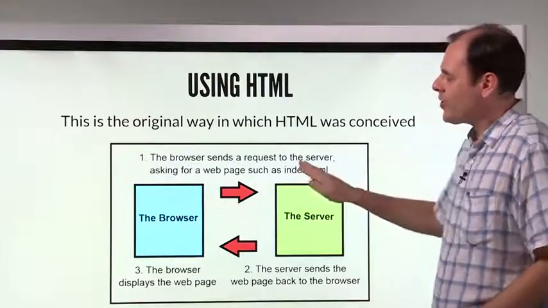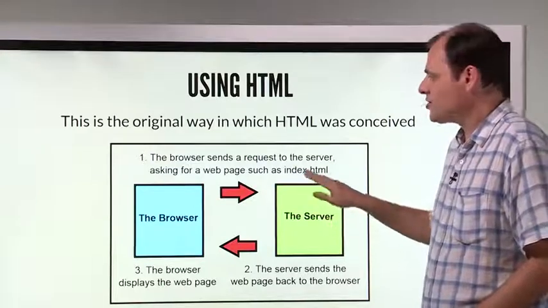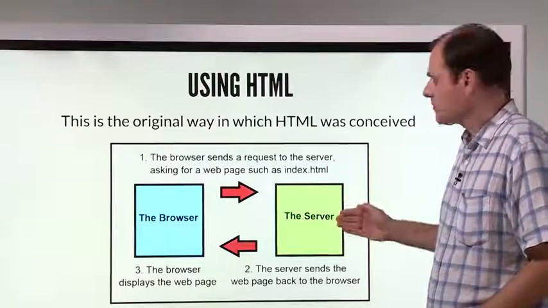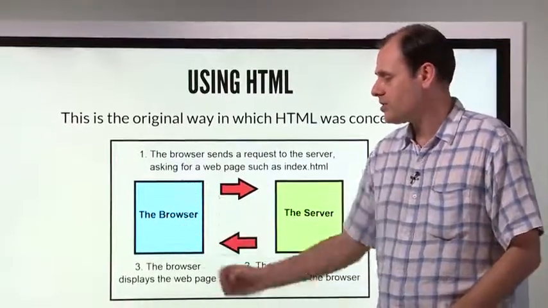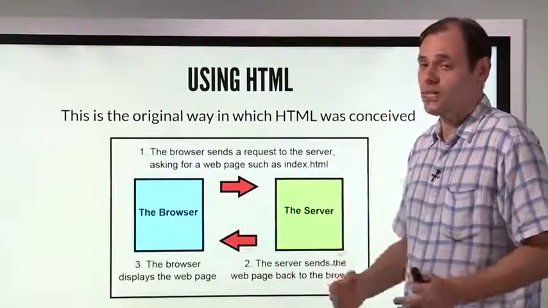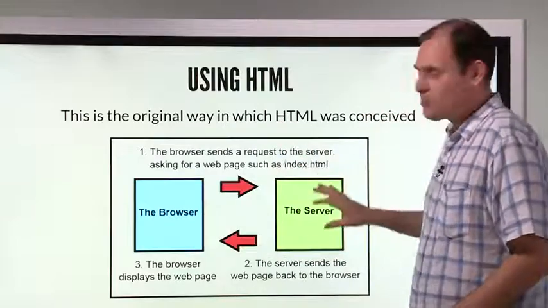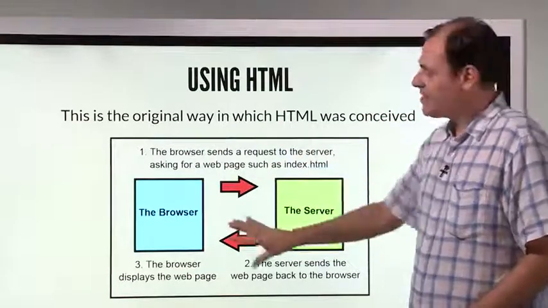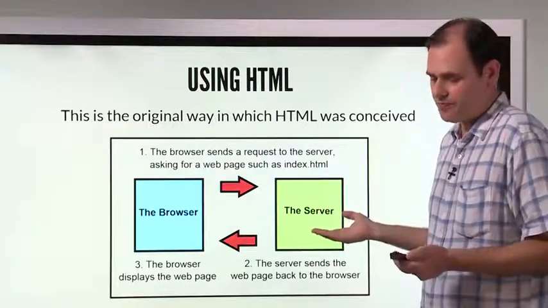Browser sends a request to the server and asks for a web page, such as index.html. Server sends the complete web page back to the browser. Browser receives the complete web page and displays it appropriately. So that's been going on for like 30 years. That's the basic model, and it still goes on today millions of times a day.